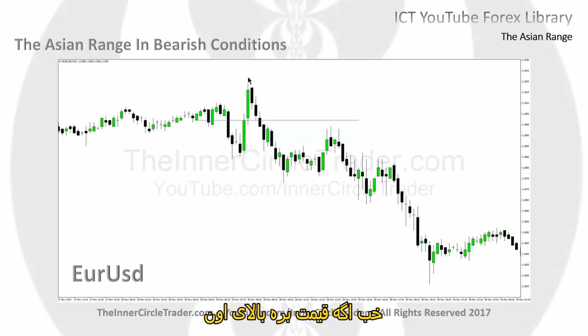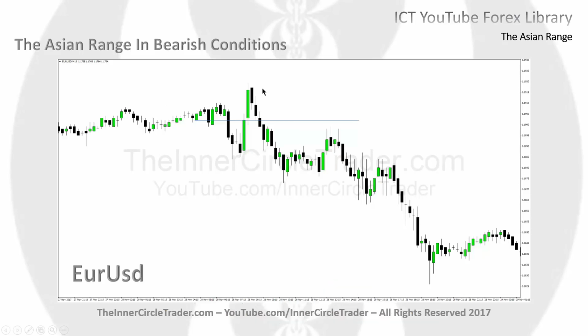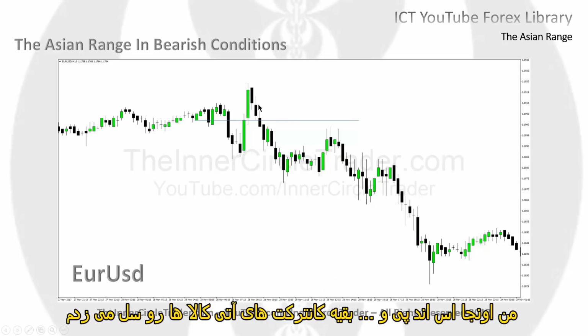Now, if we go above it, and this is what I was doing before I started incorporating the Asian range concept, I would just simply look for this rally above. If I got this scenario here, I was selling right there. I would sell short the S&P. I would sell short Deutschmark. I would sell short the Swiss franc. I would sell the yen. All those commodity futures contracts. That was my entry technique right there.